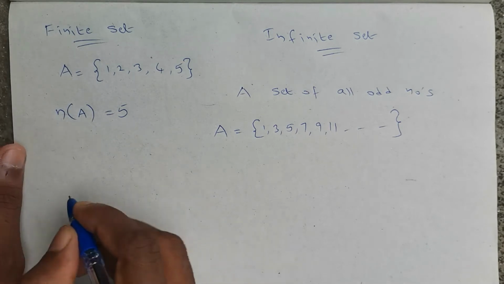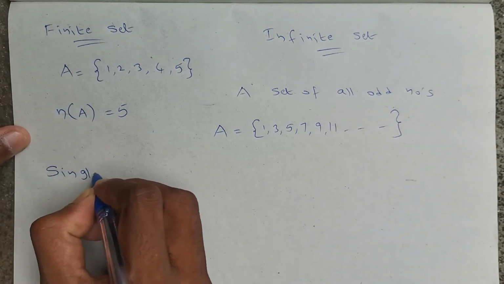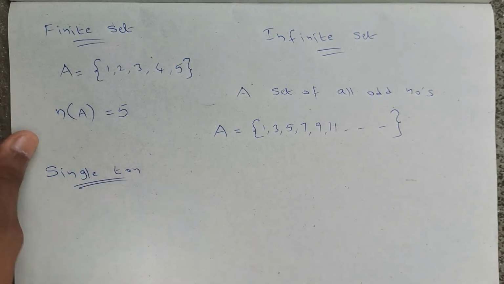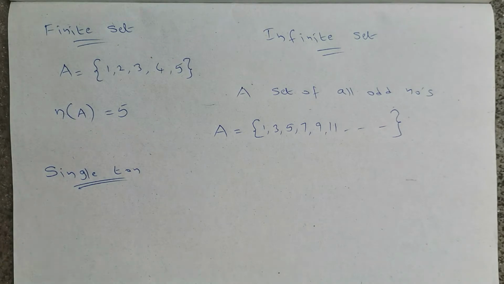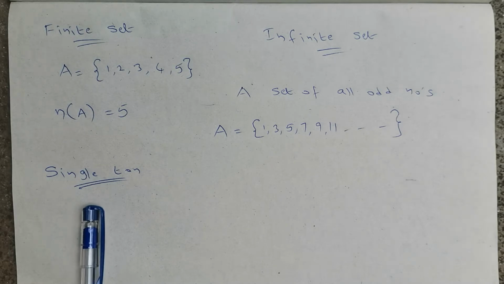And the next type is singleton set. Here also clearly the name indicates singleton, a set which contains only one element. The name says single means one. A set which contains a single element is called a singleton set.